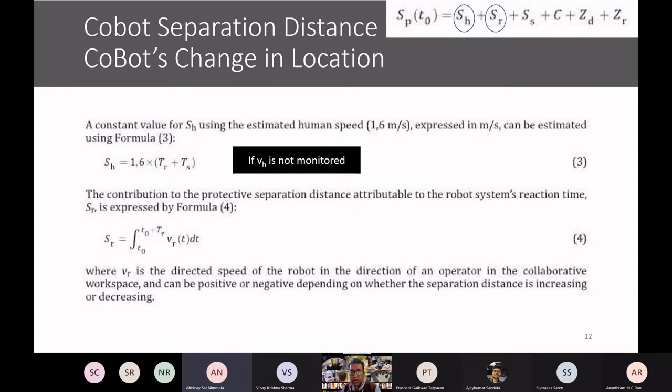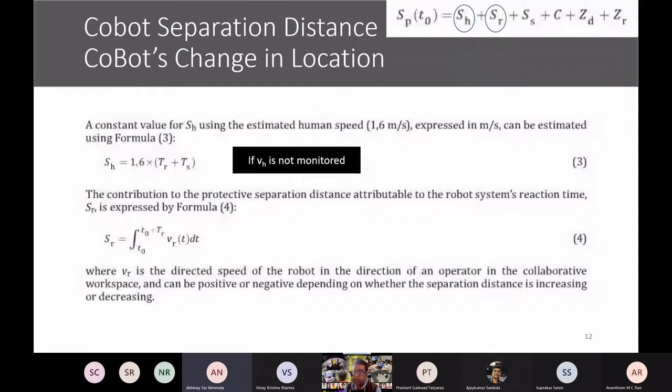So if we cannot monitor VH or do not have apparatus to accurately measure VH with respect to T, the ISO standard tells us that we will use a constant value of 1.6 meters per second as VH, and then the integration converts into a simple multiplication: we multiply the robot's reaction time and stopping time by 1.6, which makes the formula easier.